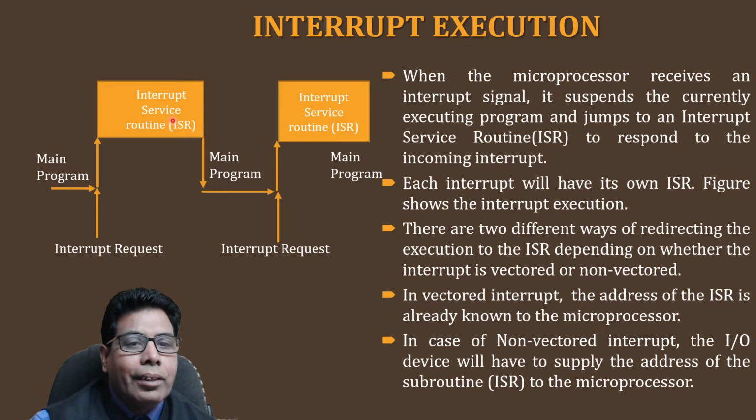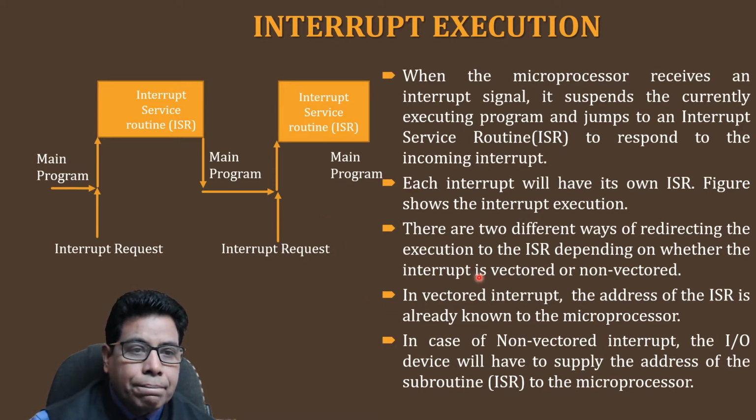Then at the end of the interrupt service routine, there is a return instruction. So it will return back to the main program. You can see again, it will start executing the main program. Then it will continue execution of the main program, and again when it receives an interrupt request, it will go to the interrupt service routine ISR. Once that is completed, again it will return back to the main program. So this will be the general procedure for the interrupt execution, and each interrupt will have its own ISR.